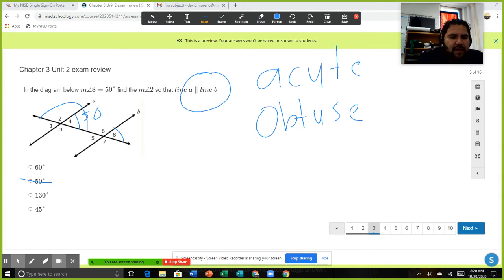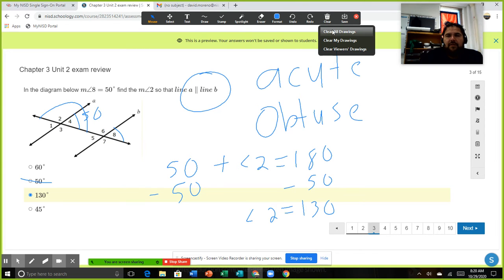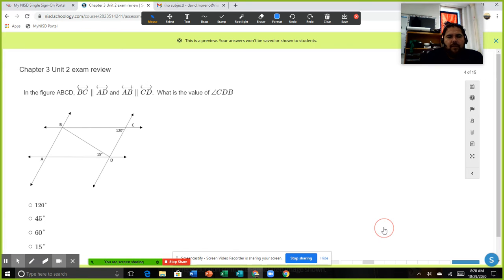50 plus angle 2 equals 180, right? Subtract 50 from both sides, and you get angle 2 equals 130. Okay? So that's the one thing that I do want you to take away. Make sure that you understand acute and obtuse angles here. Okay? All right, number 4.